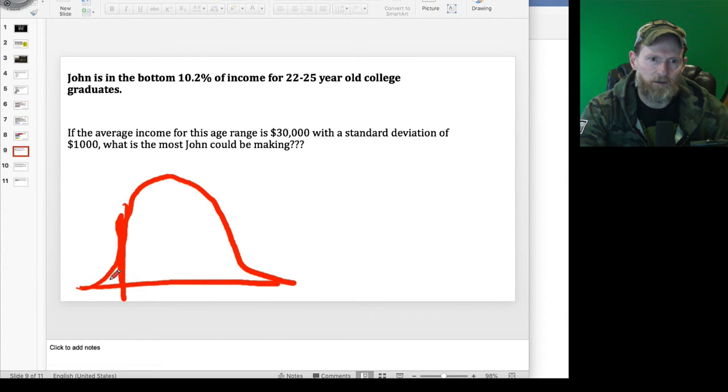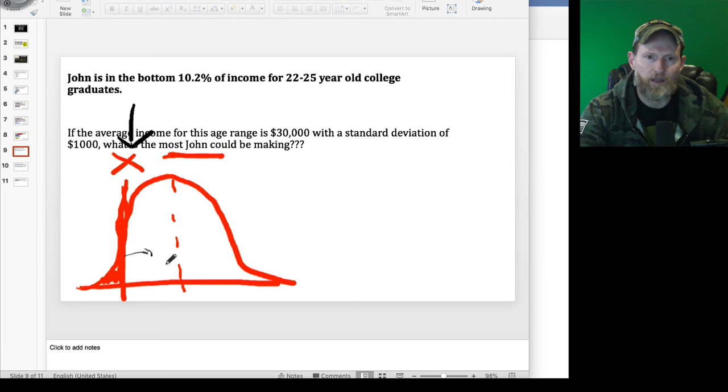What I'm trying to do is find out the x value that corresponds to that. And this says what is the most John could be making. So if he's in the bottom 10%, he's either making that amount or less. He's not making more than that, because that wouldn't put him in the bottom 10.2%.